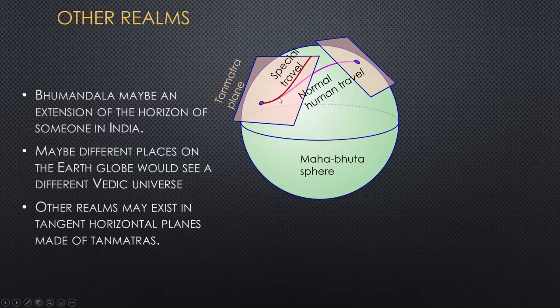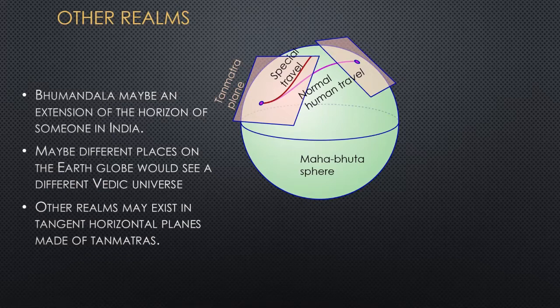But if you're in India and you jump onto this Tanmatra plane, then you would have a different special travel through this plane rather than through the Mahabhuta one. And then you would see all of the things that they tell you in there that we couldn't before. And these points, where you could jump from the Mahabhuta sphere to the Tanmatra plane, these may be what we call the gates, or the portals even.